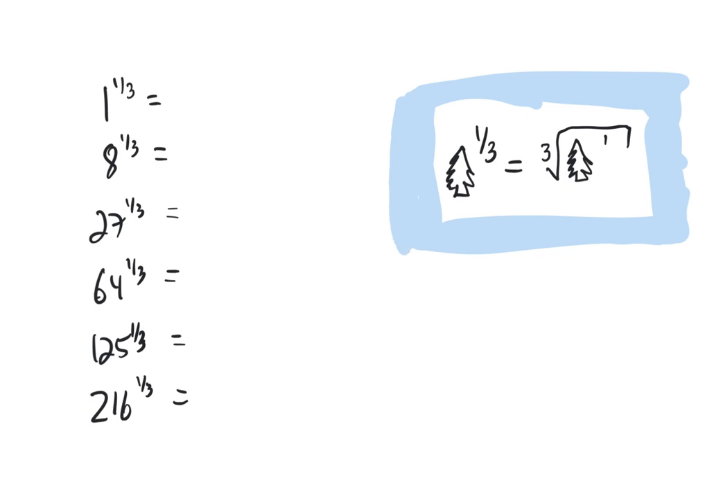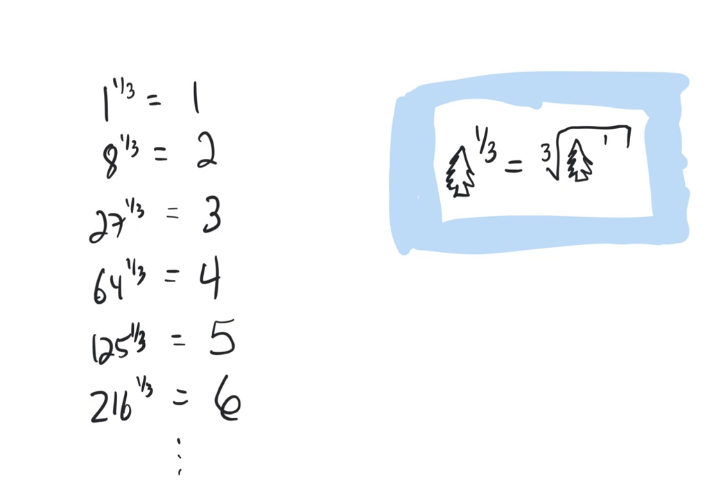So therefore, 1 to the 1/3 power is the cube root of 1. 8 to the 1/3 is the same as the cube root of 8. 27 to the 1/3 is the same as the cube root of 27. 64 to the 1/3 is the same as the cube root of 64. 125 to the 1/3 power is the same as the cube root of 125. 216 to the 1/3 power is the same as the cube root of 216, and so on. Okay?